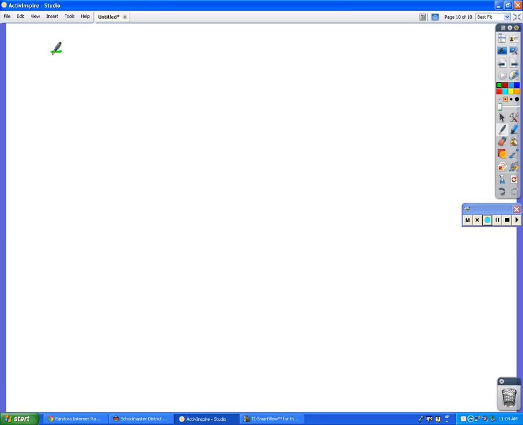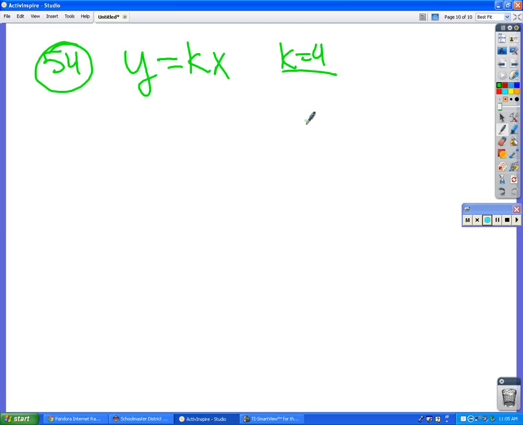So let's say that y varies directly with x. So y equals k times x. Okay? So if x is doubled, what happens to y? Well, let's pick a number for k. Let's look at the case where k is equal to 4. Right?